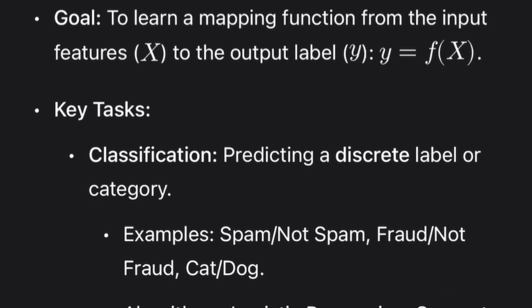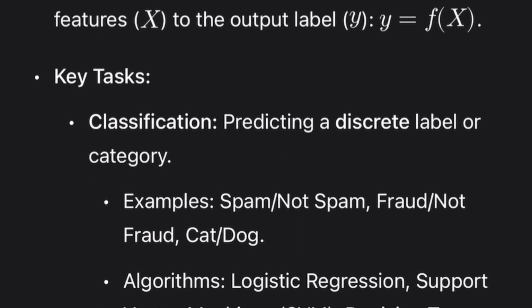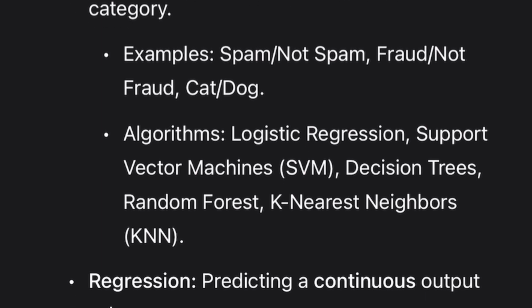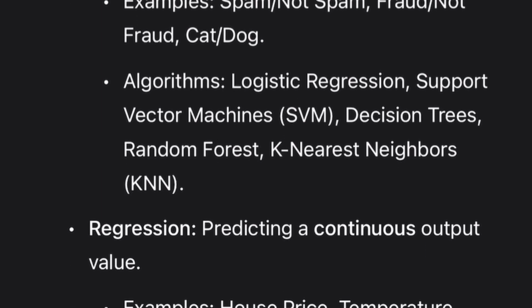Key tasks. Classification, predicting a discrete label or category. Examples, spam, not spam, fraud, not fraud, cat, dog. Algorithms, logistic regression, support vector machines, SVM, decision trees, random forest, k-nearest neighbors, KNN.